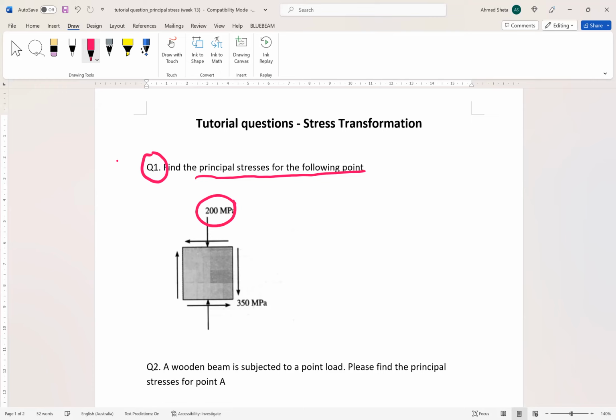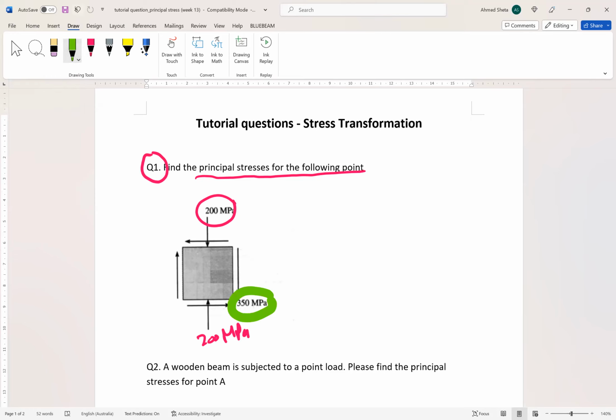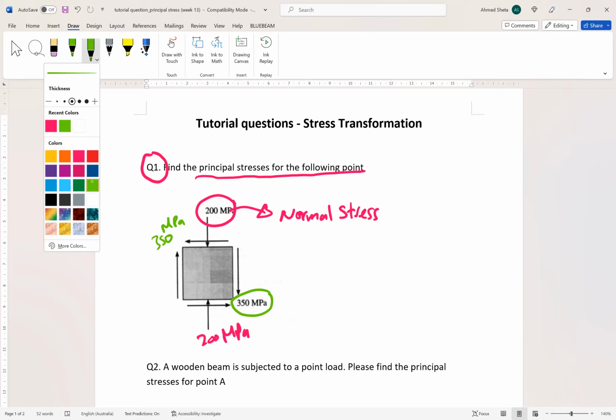This stress is 200 MPa, and we have as well this stress, which is 350 MPa. As you can see, this stress is a type of normal stress, and this stress is shear stress.